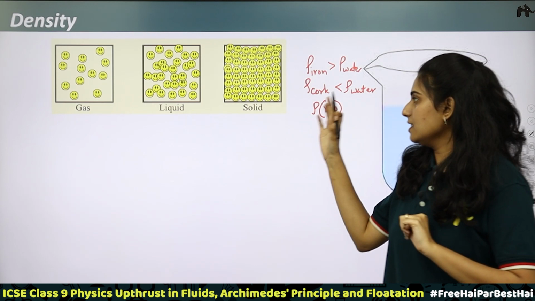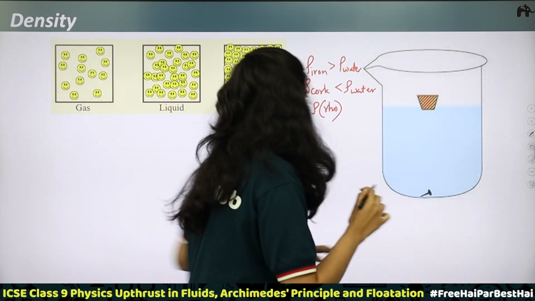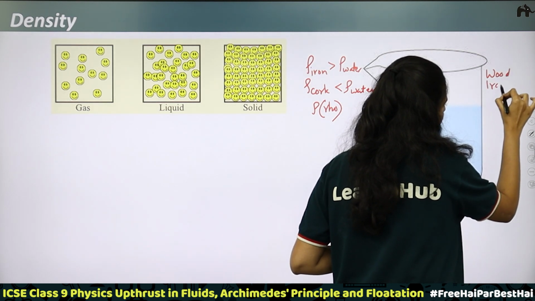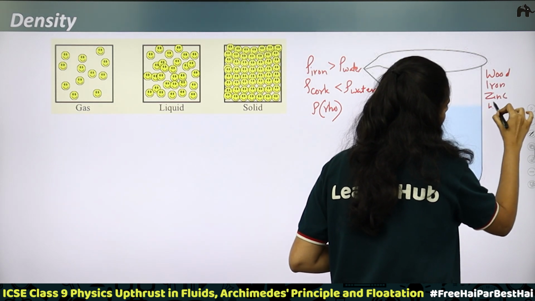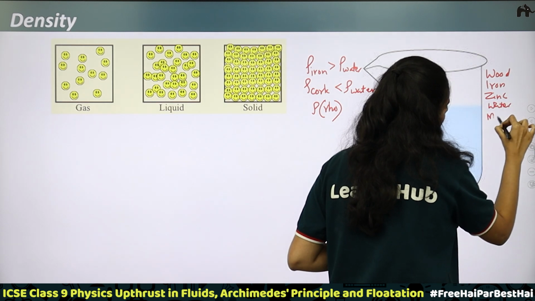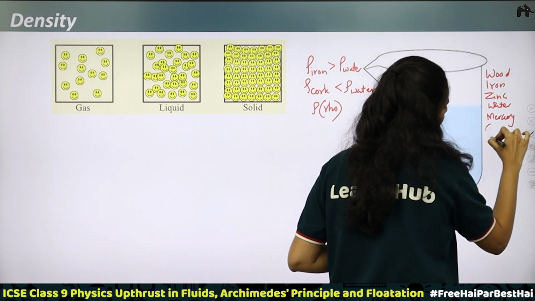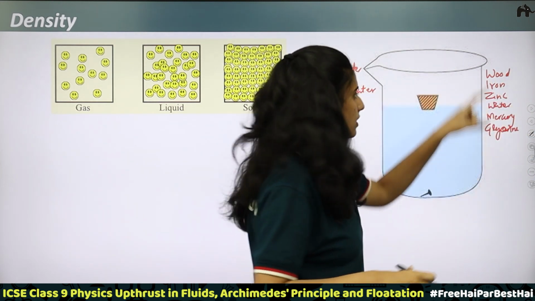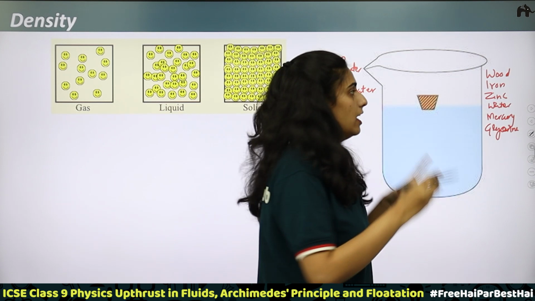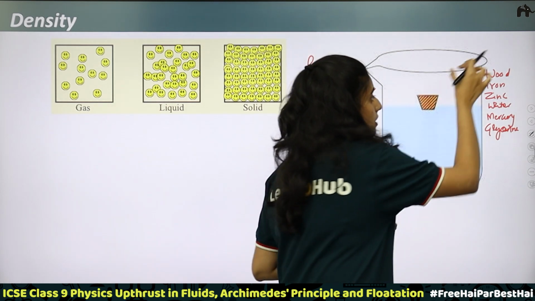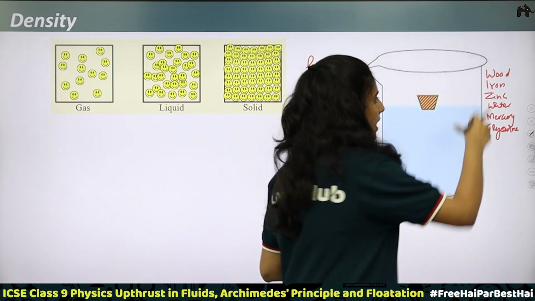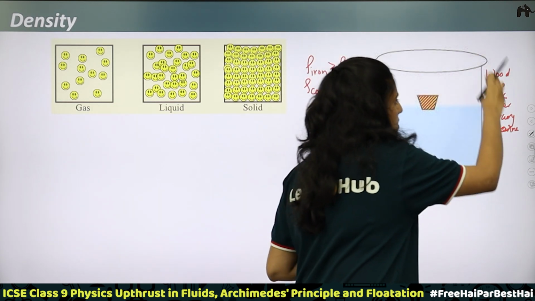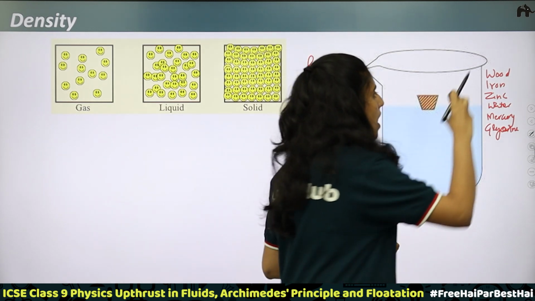Now, consider that you are taking different objects. Let's say you have wood, iron, zinc, water, mercury and glycerin. We are taking equal volumes of these different substances. Using a physical balance, we are finding their mass. We will be able to see that among these, iron is having a mass that is greater than that of wood. So for different substances, even though the volume is same, their mass is different.